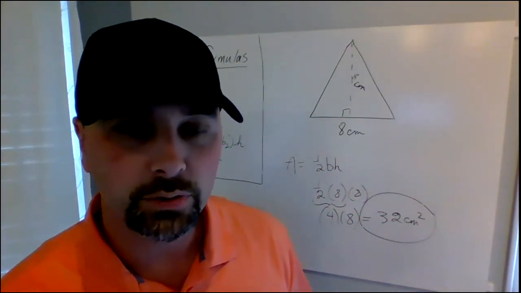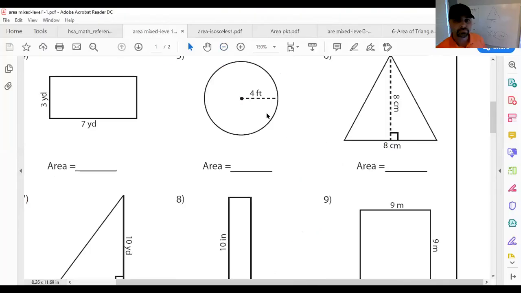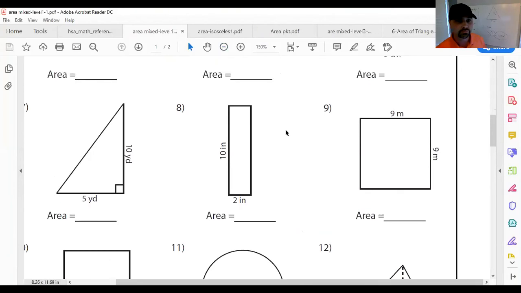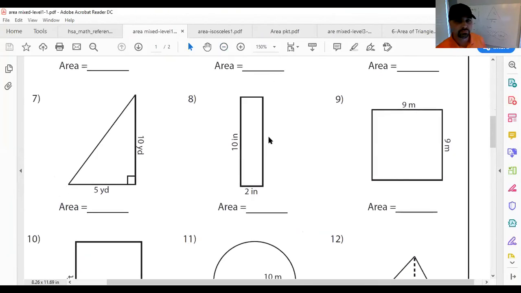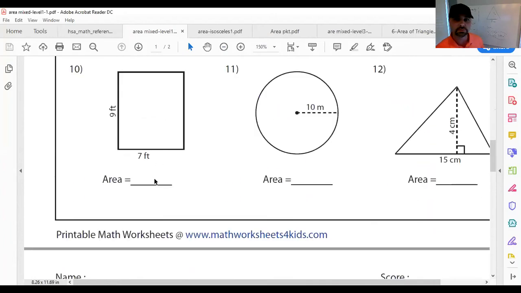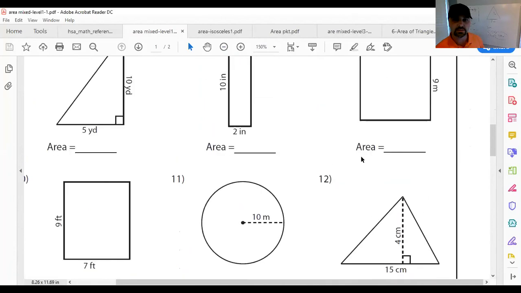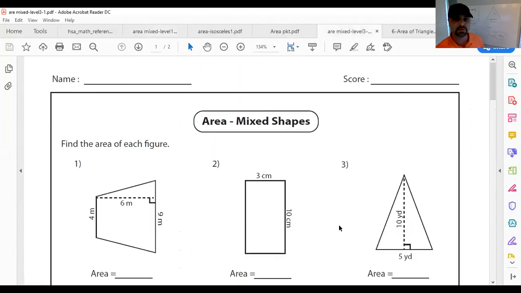Let's go back to our worksheets. There's another triangle. Base times height. 10 times 5 is 50. Cut it in half, 25. Number 7 is going to be 25 square yards. I think you can probably do the rest of these. No trapezoids on there. Let's go to the other one.